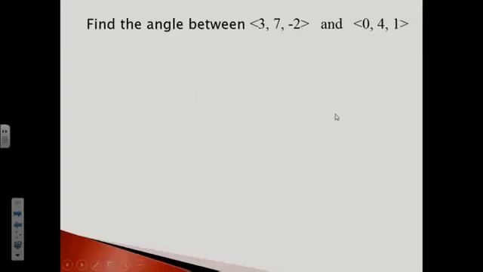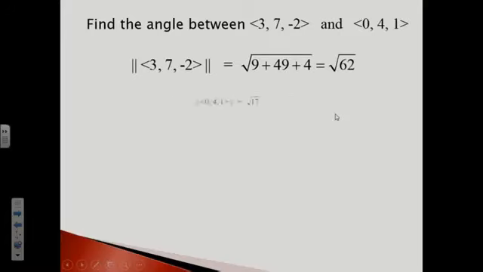We take an example. Find the angle between two vectors 3, 7, minus 2 and 0, 4, 1. First, we compute the magnitude of the two vectors. The results are square root of 62 and square root of 17. Then we compute the dot product.